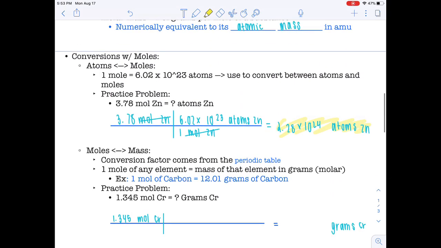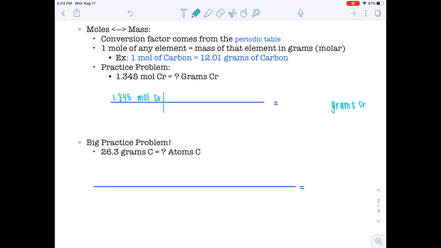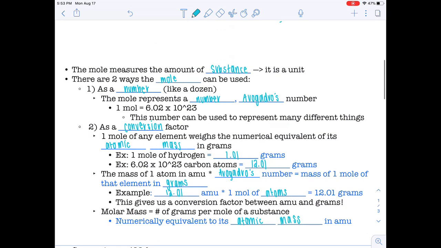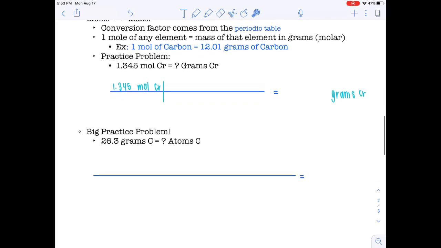Now, our second conversion is from moles to mass. So the conversion factor comes from the periodic table for this one, and that's another reason why I asked you to find a periodic table. So 1 mole of any element is equal to the mass of that element in grams. So basically what we stated up here, that 1 mole of any element weighs the numerical equivalent of its atomic mass in grams. So 1 mole of carbon, for example, is going to weigh 12.01 grams.